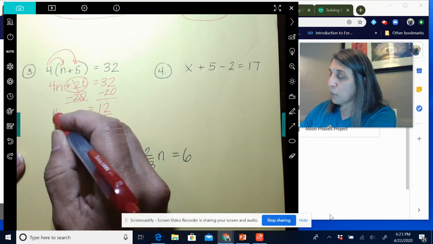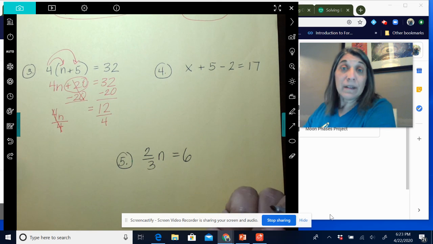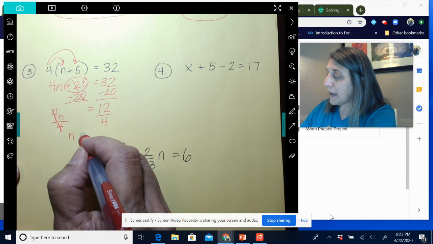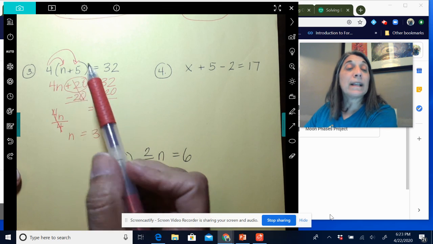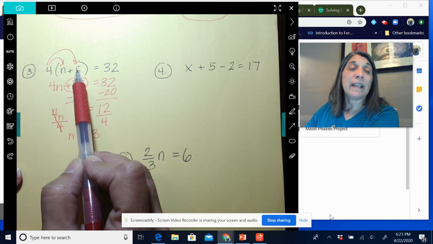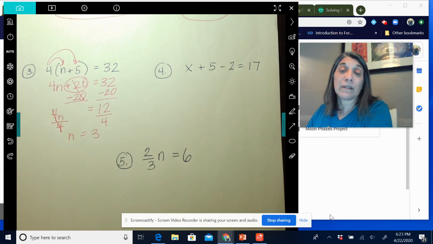We're going to divide both sides by 4. These become 1, so they cancel. We say cancel each other out. So then the only thing I bring down here is my n and my 3, which would make sense because if I go back here and plug in a 3, 3 plus 5 is 8. 8 times 4 is 32, so I can check my answer.